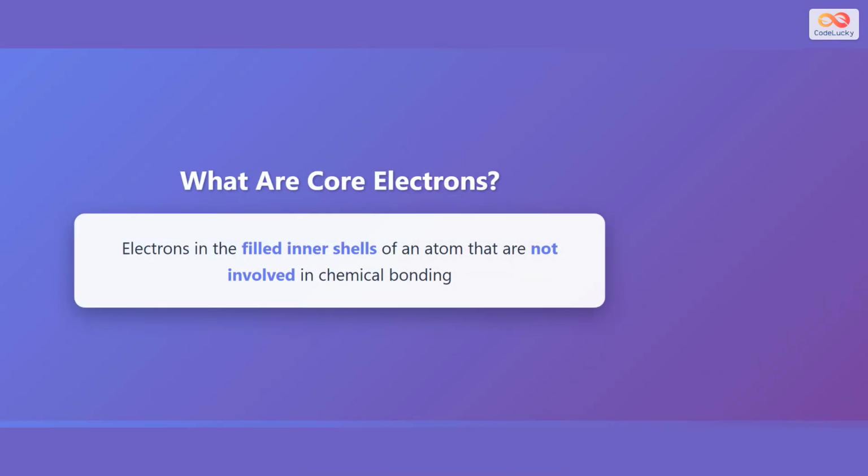Core electrons are defined as the electrons occupying the filled inner shells of an atom. These electrons are located closer to the nucleus and are not involved in forming chemical bonds with other atoms. They remain stable within their shells and don't participate in chemical reactions.